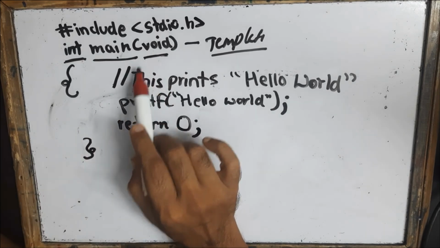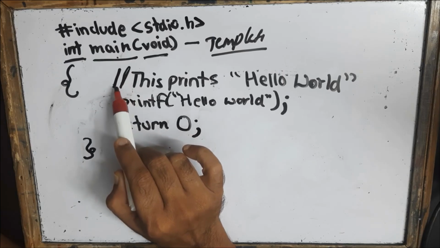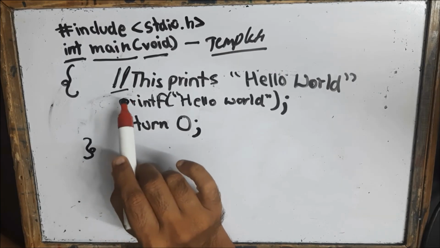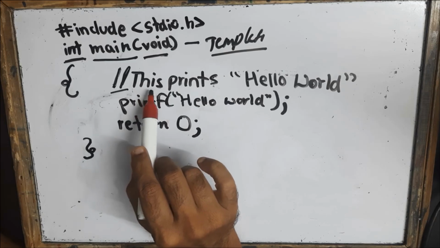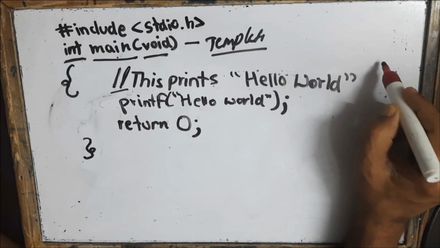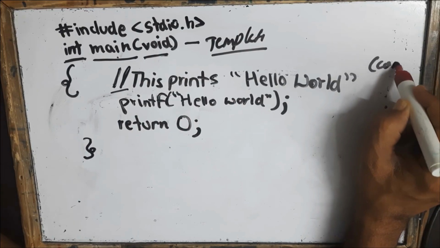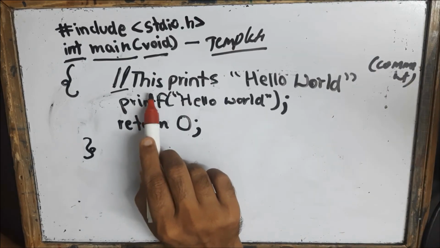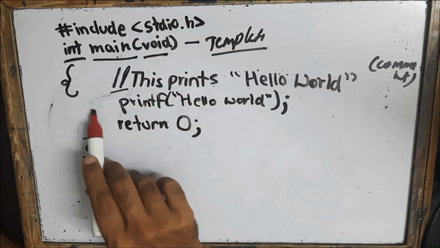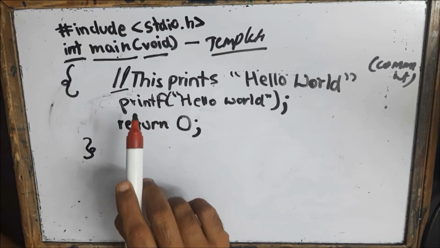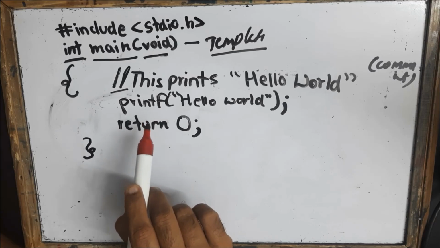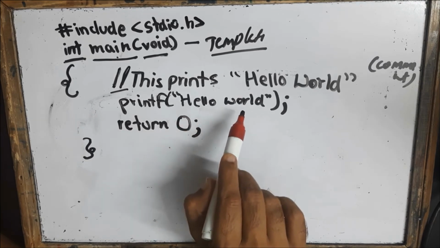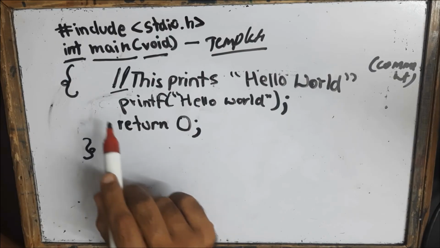Here the compiler comes across these two slashes, which means this is a comment and is completely ignored by the compiler. This is just for the user's information. This comment says that this line prints hello world. Here printf means print to the monitor, that means print hello world onto the monitor, and then return 0.